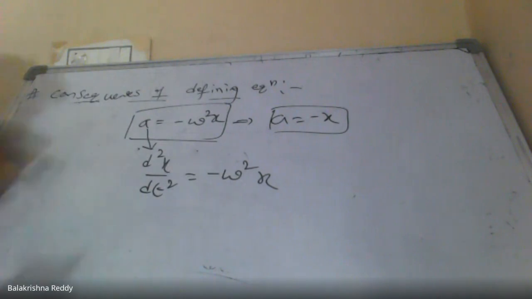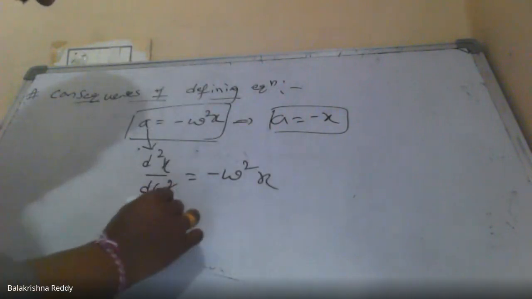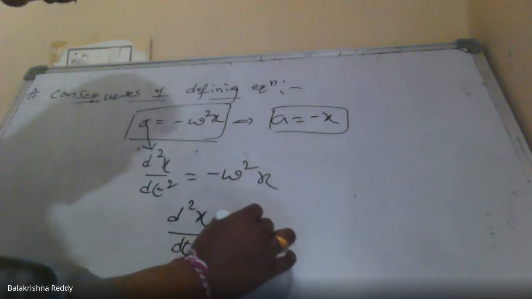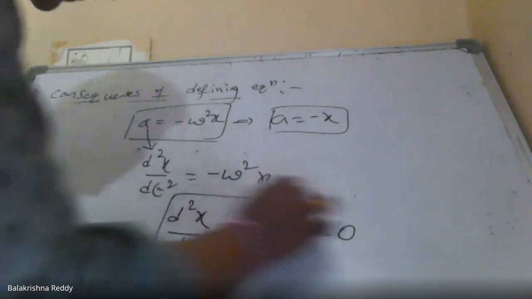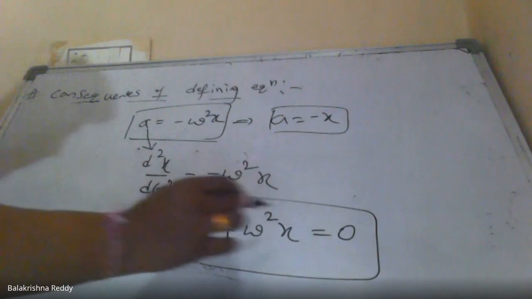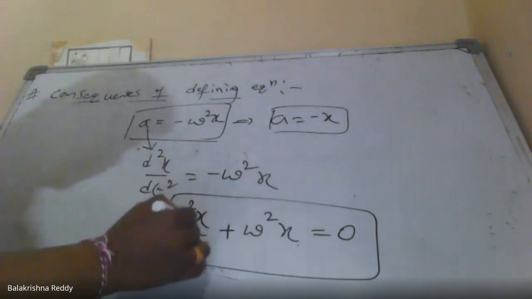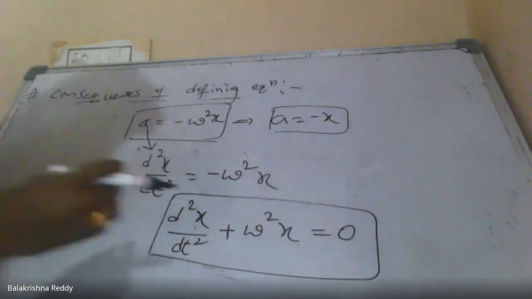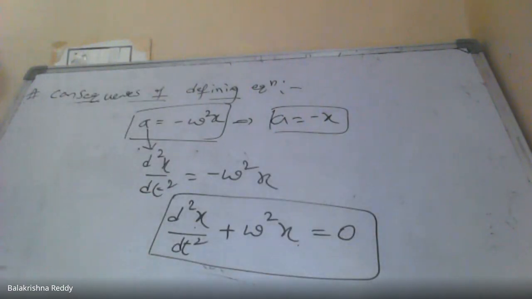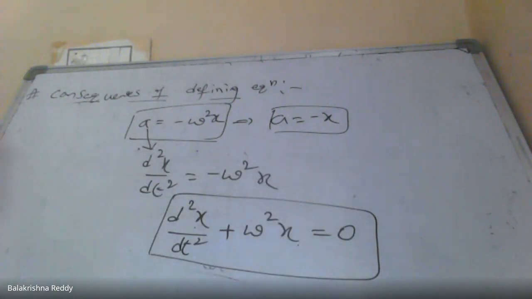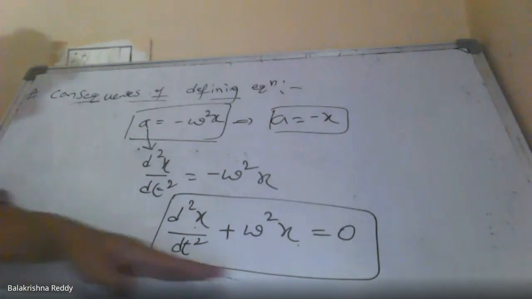Now, to give a standard format of the equation in differential form, I write d square x by dt square, and this term I am bringing to this side. Therefore, d square x by dt square plus omega square x equals 0. This is the standard equation of simple harmonic motion. Here x is a variable, which is the displacement of an oscillating body, a simple harmonic body. If this displacement changes with respect to time, the simple harmonic motion will change. This is a standard form of differential equation.